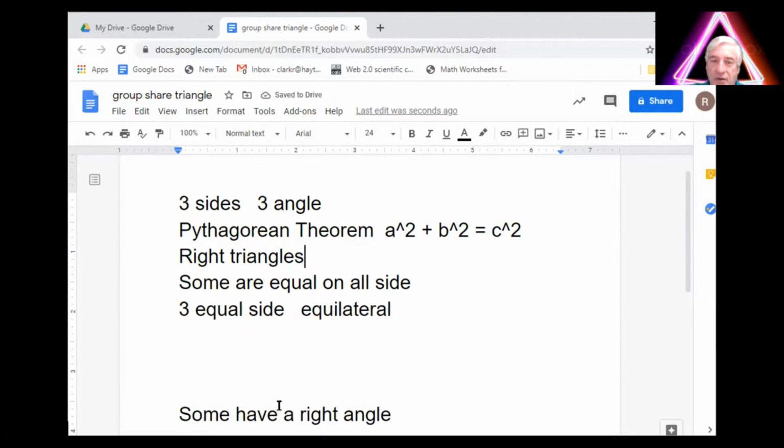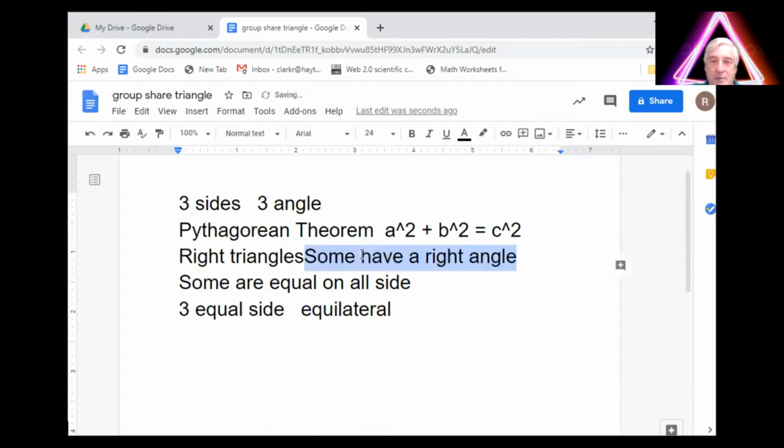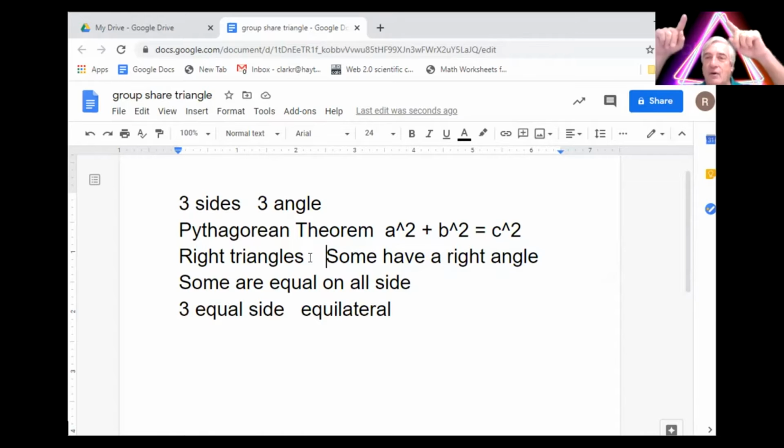Let's see what else you know. Some have a right angle. Yes, they do. And we've talked about right angles. So let's put that up here with the Pythagorean theorem and right angles. We can have a right triangle. A right triangle has one right angle. We have equilateral. That is, equilateral triangles are equal on all 3 sides.